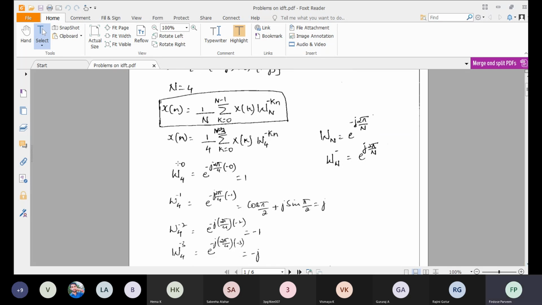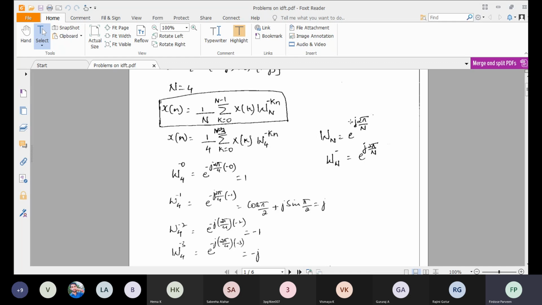So W4 to the power of minus 0. Since it is W_N to the power of minus kn, W4 to the power of minus 0, what will it be? W_N is e to the power of minus j 2 pi by N. In the same way, W_N to the power of minus 1, what will it be? It will be e to the power of j 2 pi by N. So e to the power of j theta will be what? Cos theta plus j sin theta.